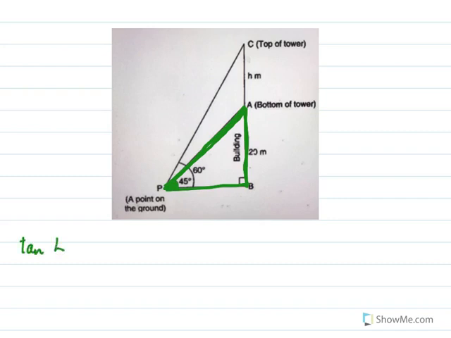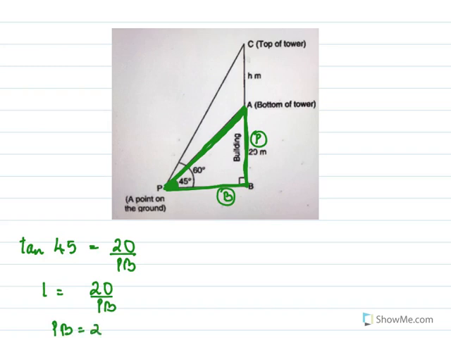And there you use tan theta. Here, tan 45 is perpendicular over base. This is the perpendicular. Here is the base. So you have tan 45 equals 20 over PB, 1 equals 20 over PB, and you get your PB equal to 20. One part done. Now take up the next triangle.